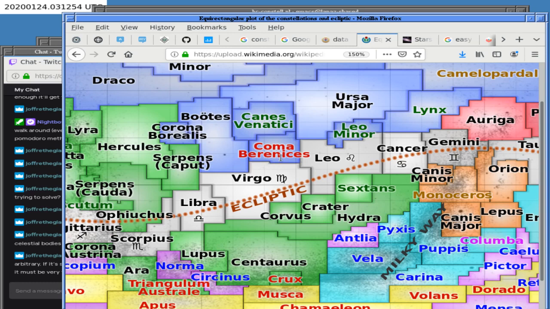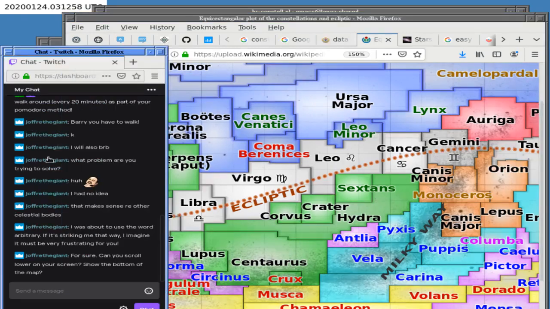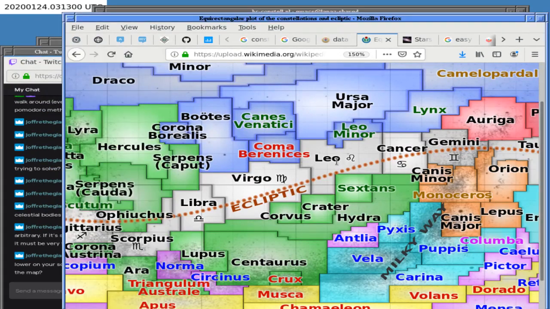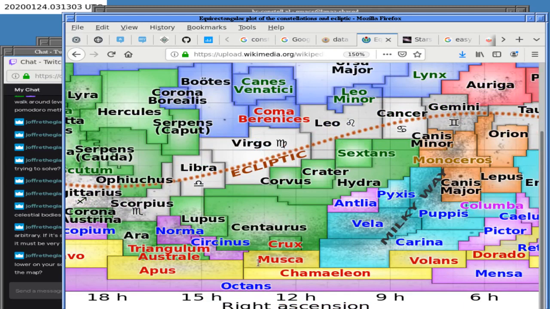But that is, if they were pictures in the sky, that sort of makes sense. Okay, the bottom of the map, sure thing. Not very exciting. By the way, Mensa used to be Mons Mensa, Table Mountain. Mensa just means table. The intellectual group Mensa gets its name from this constellation.